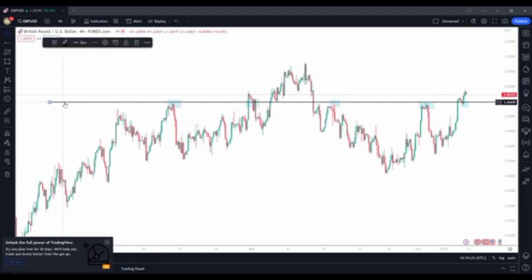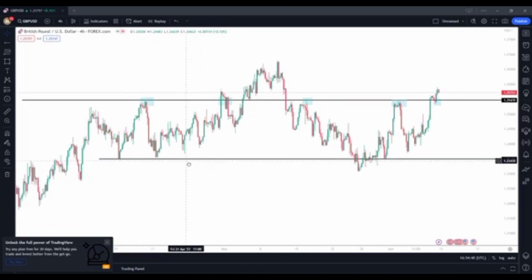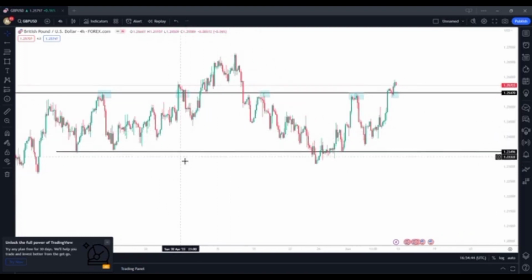That is a resistance, that is a resistance. Are we seeing now? And let's see if we are able to identify other areas. Let's look for a support zone now. A support zone, I think this one is a very good one.